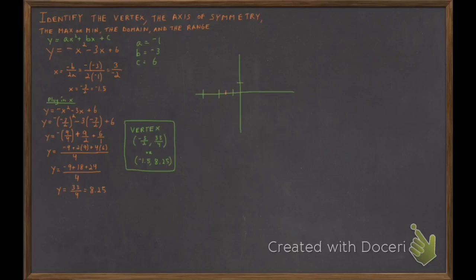Actually, you know what? Let me make them a little bit smaller. So it's 1, 2, 3, 4, 5, 6. Make it a little higher. 7, 8, and 9. Alright, our y coordinate is right there. And we can make a point at our vertex, which would be right here. There's our vertex.